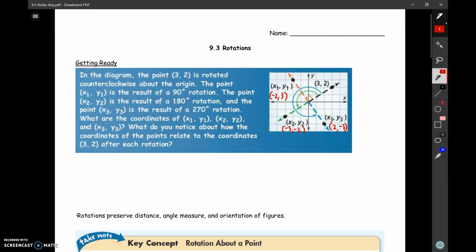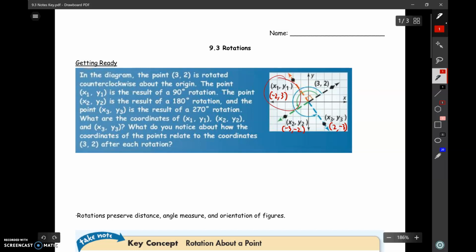So in Unit 9 so far, we've covered translations, we've covered reflections, and in 9.3, we're talking about rotations. So rotations, as you might have guessed, is going to be turning a point or a figure around in our coordinate plane. And for most of our cases, it's also going to be turned in a certain direction. That's going to be counterclockwise, like that first example.